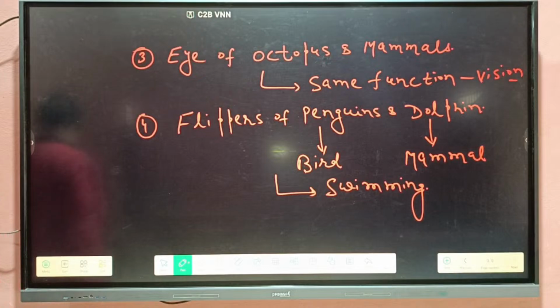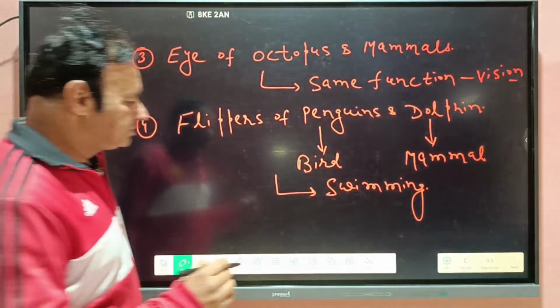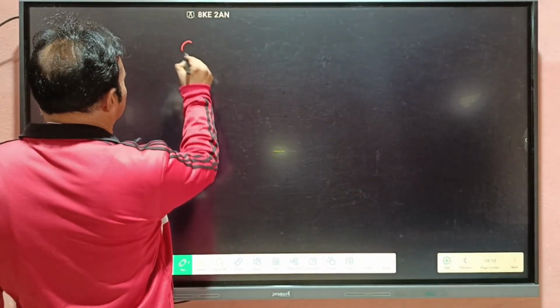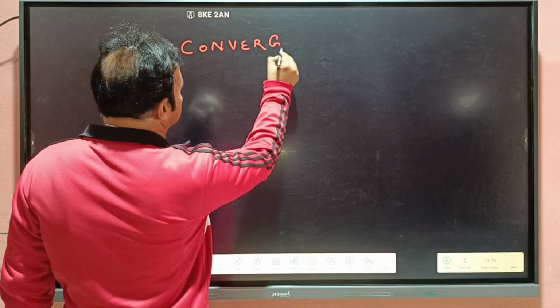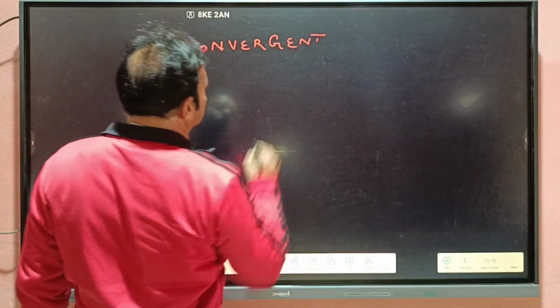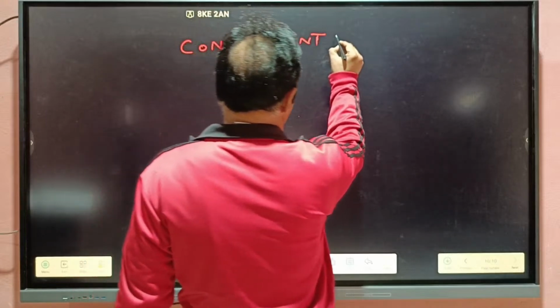Analogous organs always show convergent evolution. So what is convergent evolution? How will you define convergent evolution? I am discussing convergent evolution with you. Analogous organs show convergent evolution.